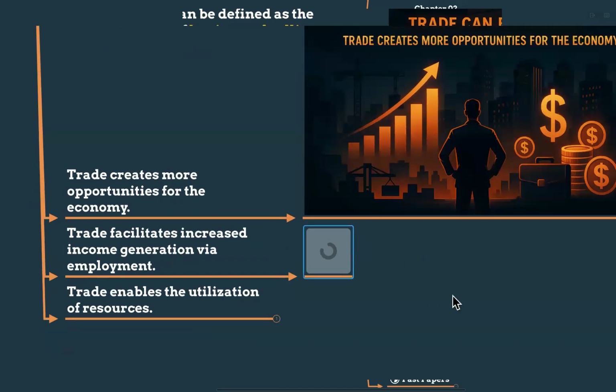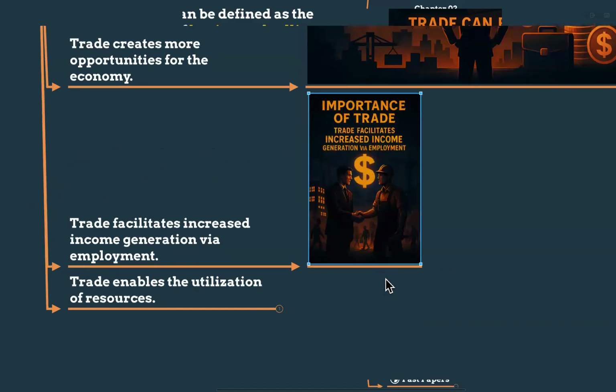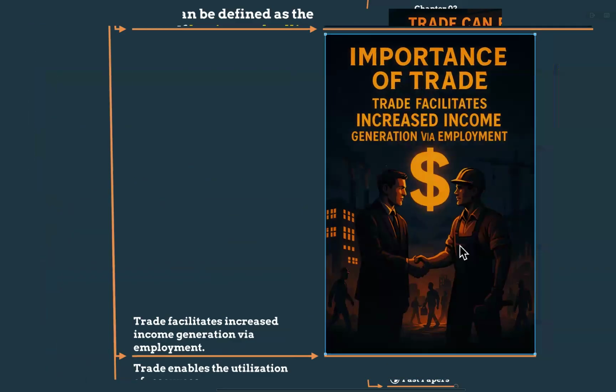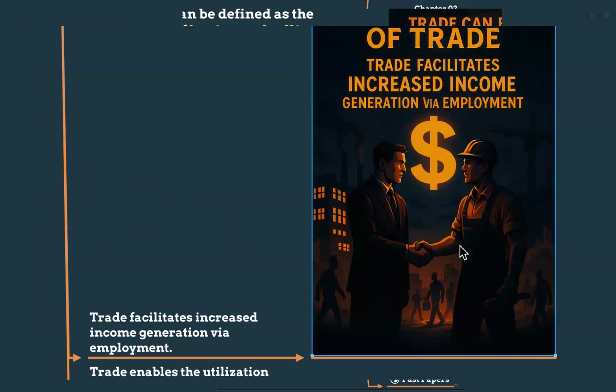At the same time, trade facilitates increased income generation via employment, right? Every trade activity, it creates jobs because they need people to manage the process. They need people for the customer service. They need people to do marketing, so they have to start marketing department, production department, factory. So it creates employment, right? So the income generation, that is through the trade.